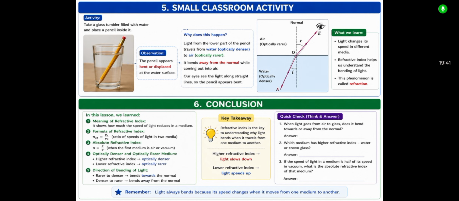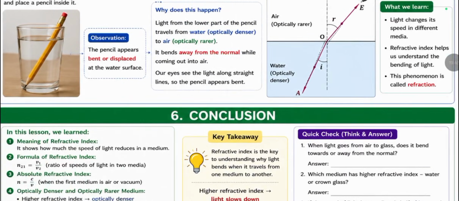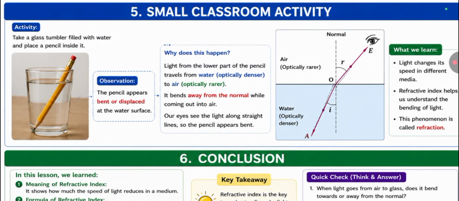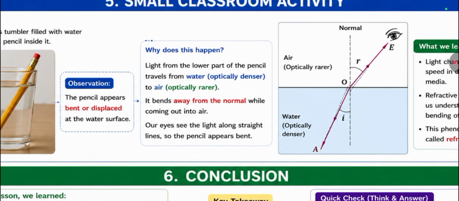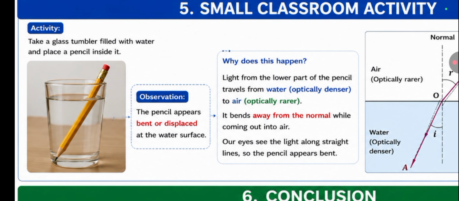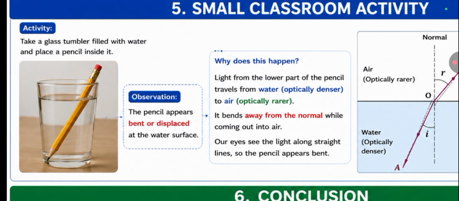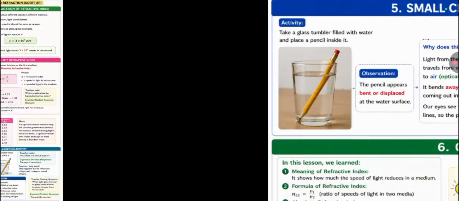Now a small activity to understand this topic more effectively. Take a glass tumbler filled with water and place a pencil inside it. Now what do we observe? The pencil appears bent or displaced at the water surface.